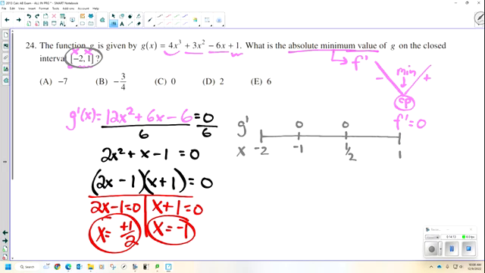So I need to check values in between, or left and right of my zeros. Okay? So I need to check anything that's in this interval, anything that's in this interval, and numbers that are in this interval to see if my g prime value is positive or negative. I don't care about the number. I just care about the sign. So let us begin. Let's pick one of the easier ones. Let's pick 0 right in the middle.